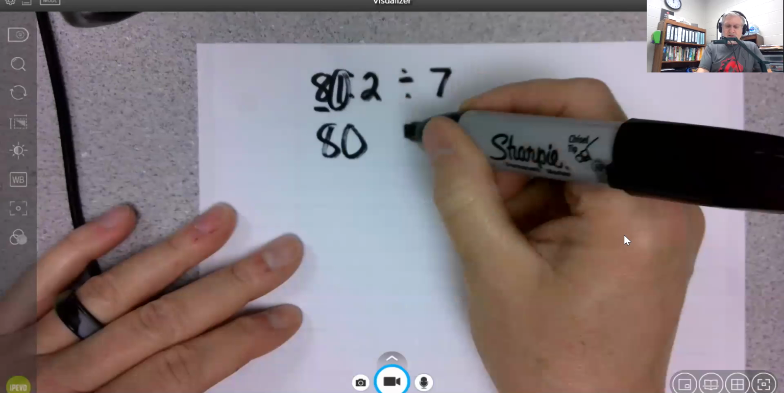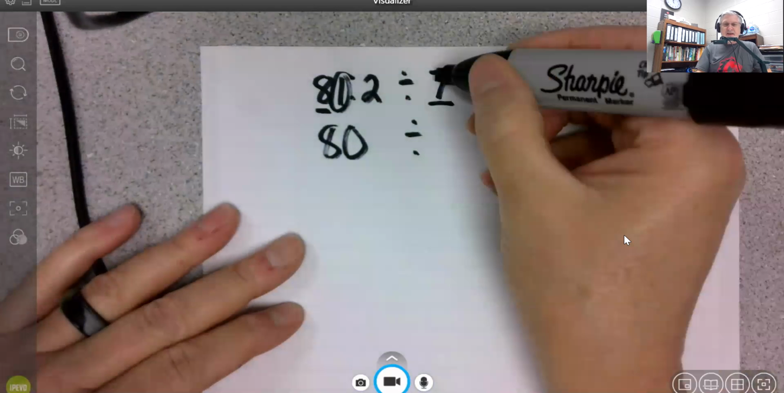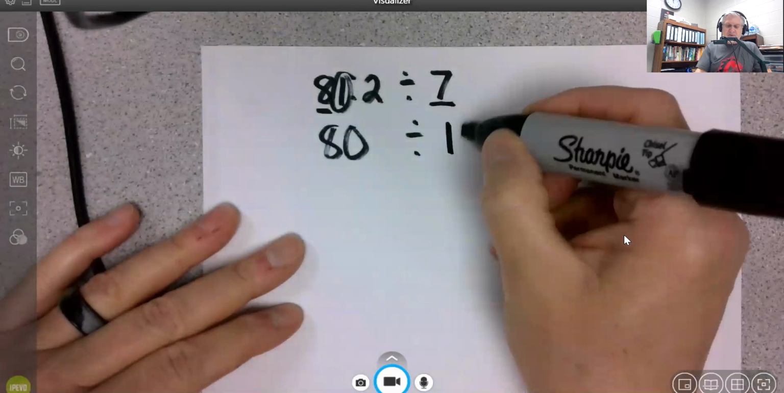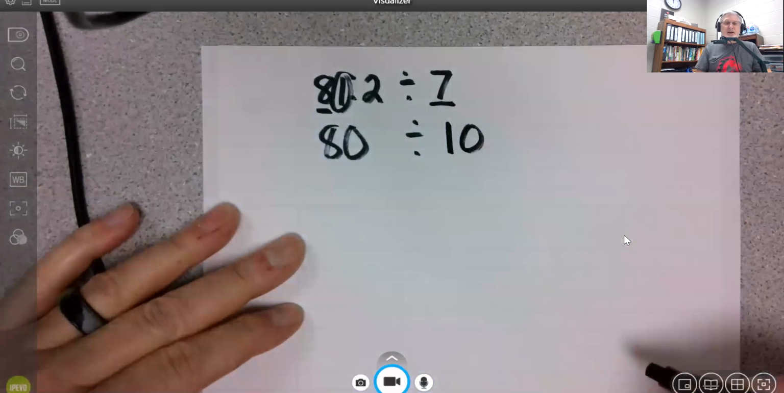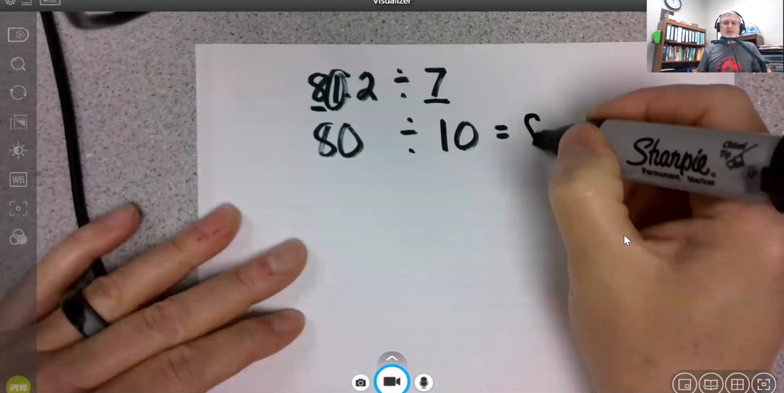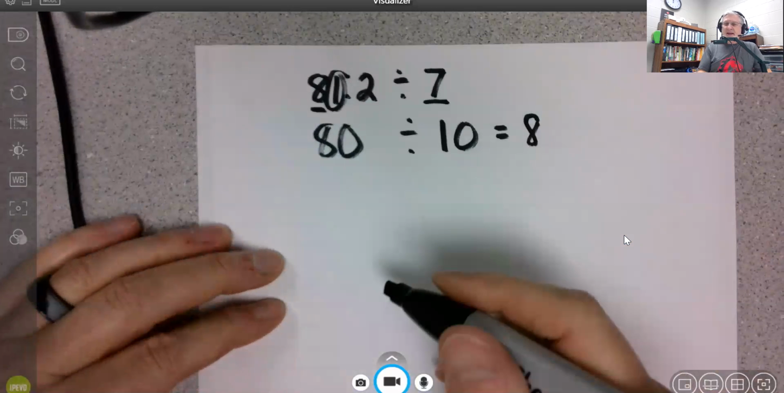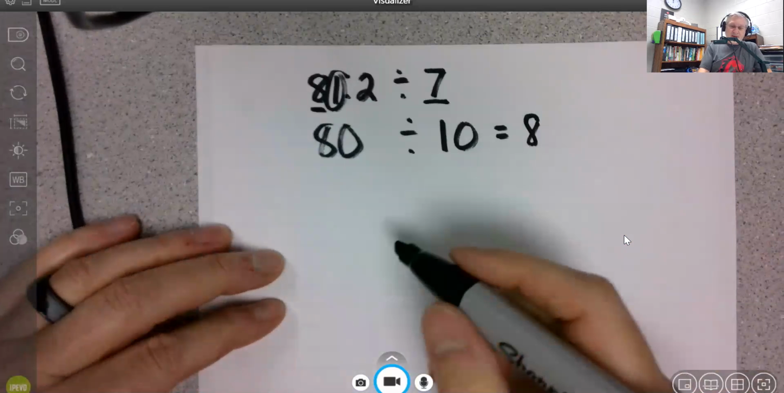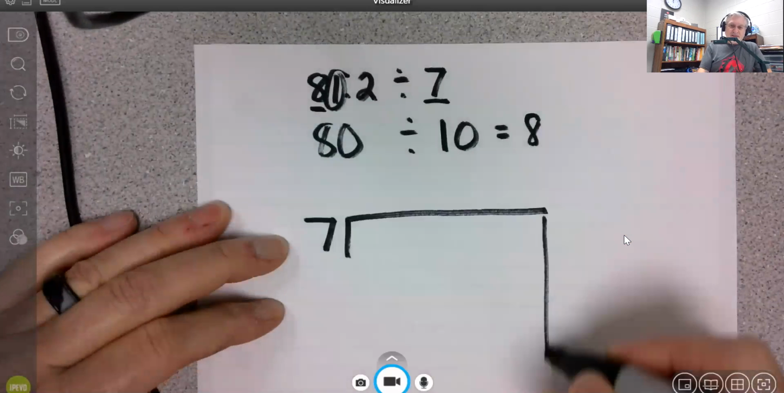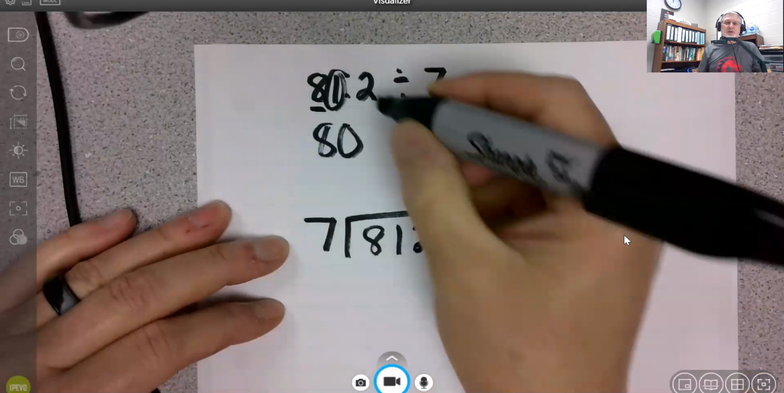And if I round 7, well, I don't have any numbers here, but I know 7 is closer to 10 than it is to 0. So I'm going to round that up to 10. So 80 divided by 10 would be 8. So my estimation for this problem, this quotient, is going to be as close to 8 as possible. And I'm going to rewrite the problem using our division symbol. 7 divided into 812 because I took out the decimal.